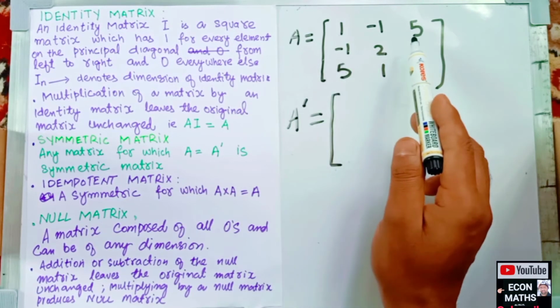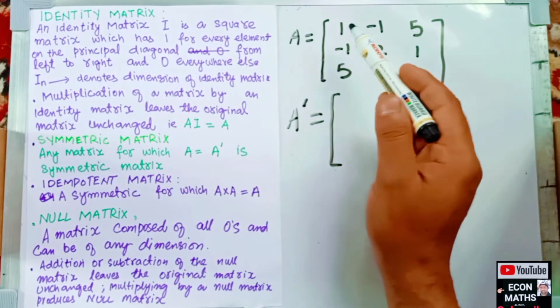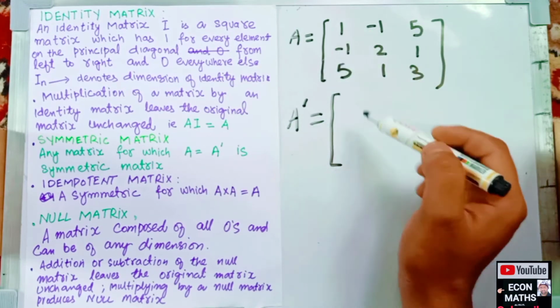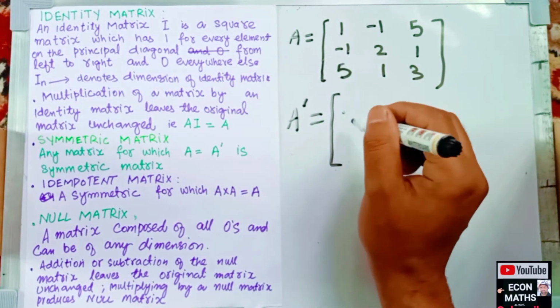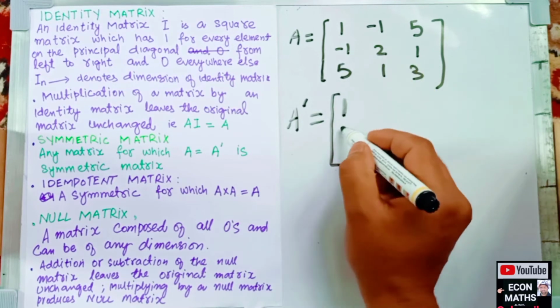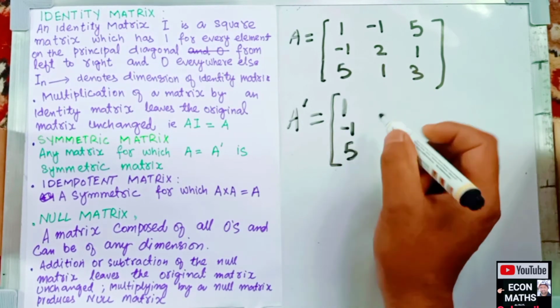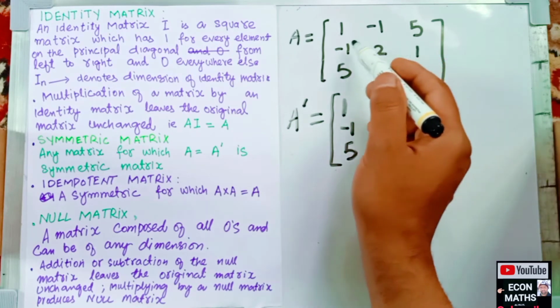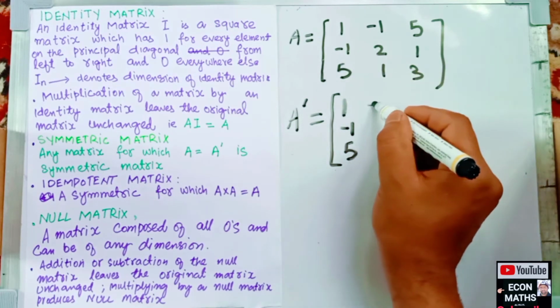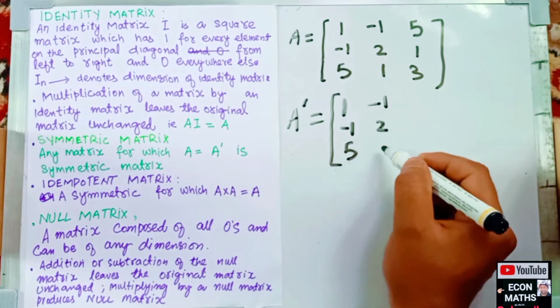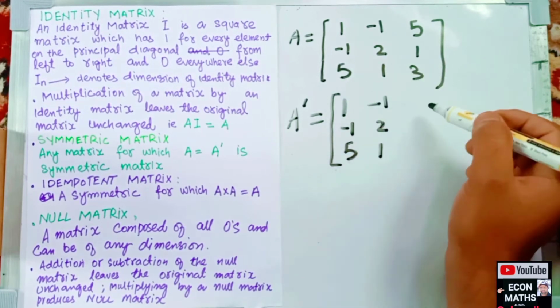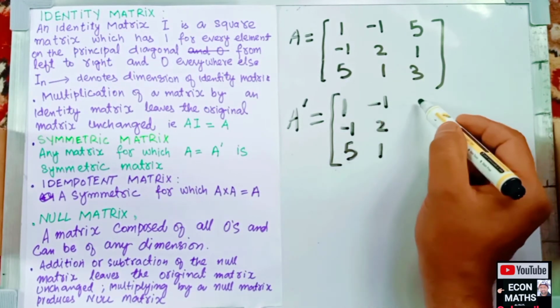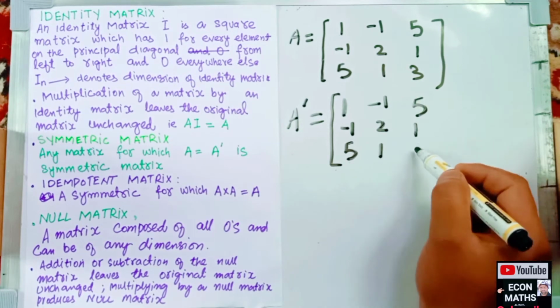Now interchanging, we write this row as column. So this is 1, here it is 1, minus 1 and 5. This row we wrote as the column. Similarly we will write this row as column, that is minus 1 2 1. Similarly this row we will write as column, that is 5 1 3.